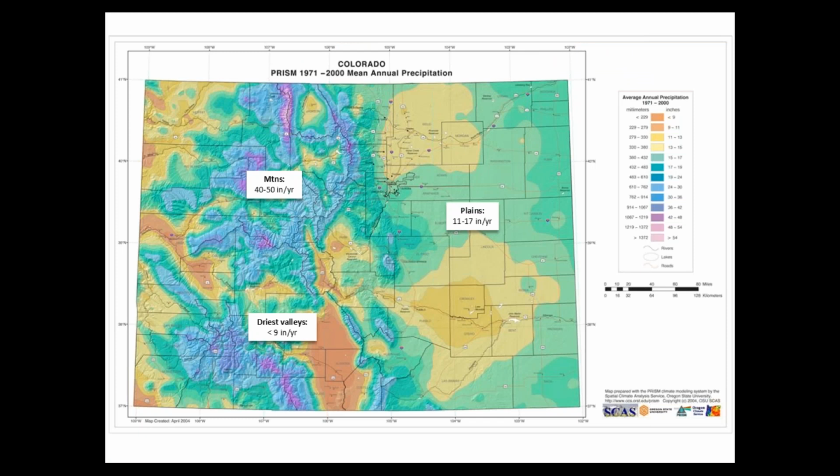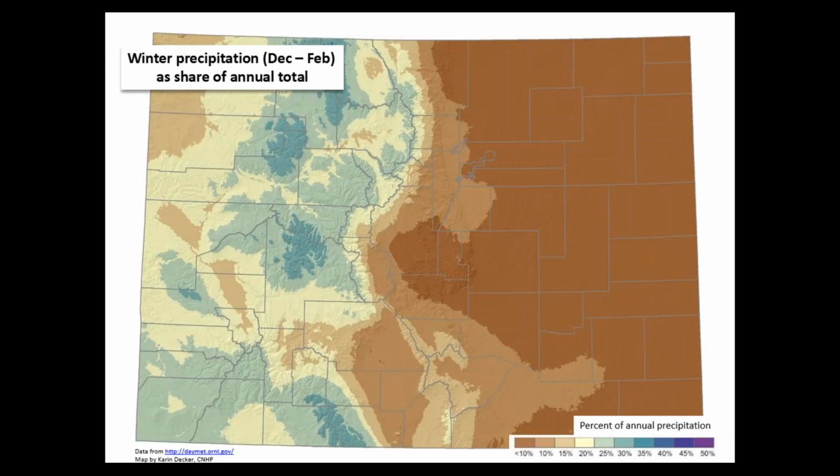Equally important for shaping Colorado ecology, the climate is generally considered semi-arid, but varies greatly with elevation. Our mountains receive up to 50 inches of precipitation a year, while the plains receive as little as 11 and the driest valleys even less. Seasonality of precipitation also varies across the state.